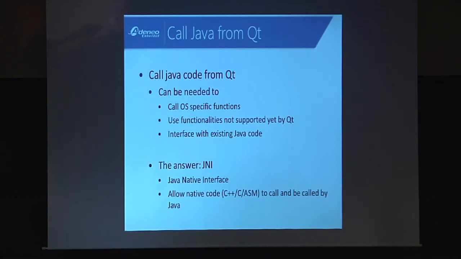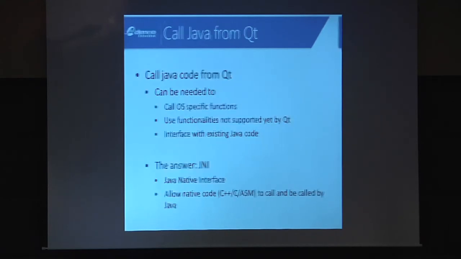Believe me, sometimes you have to call Java from Qt. If you have to call OS-specific functions, if some functionalities are not supported yet by Qt, we'll see an example just right now. And also if you have existing Java code and you want to call that Java code, of course. So there are some cases where you need that. And the answer is JNI, but that's not Qt related. That JNI framework will allow you to call C++ from Java and also Java from C++, and that's what we will use. It's contained within what you installed in the beginning, so you don't have to worry about it.